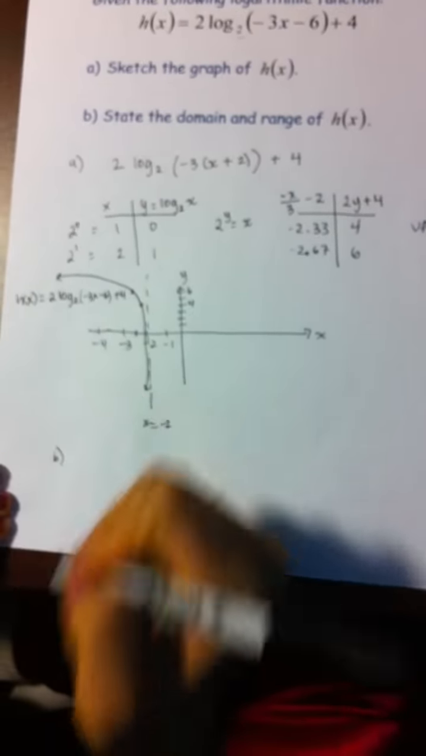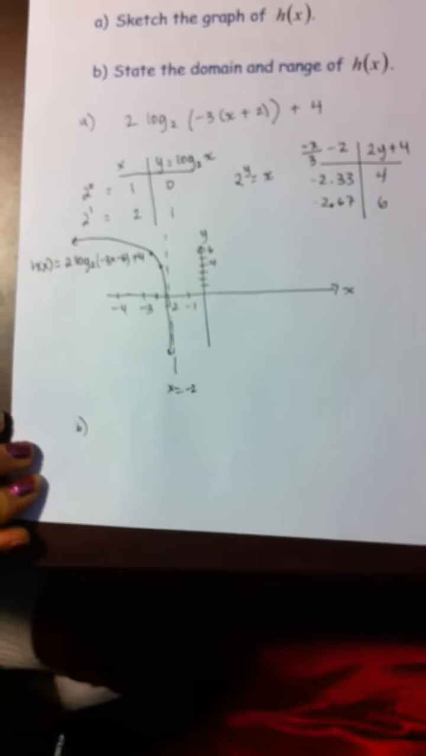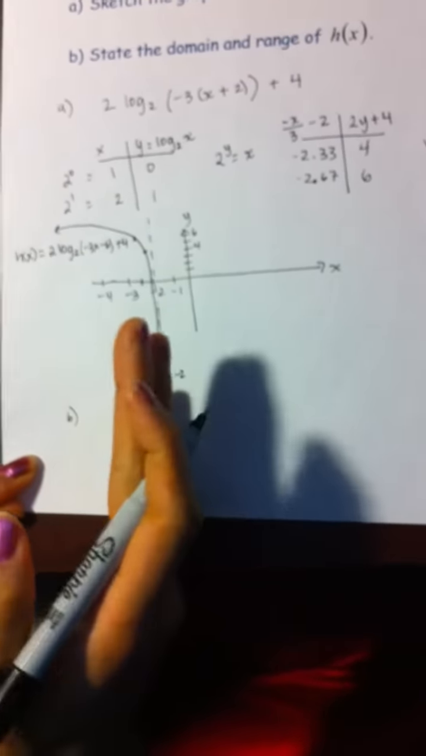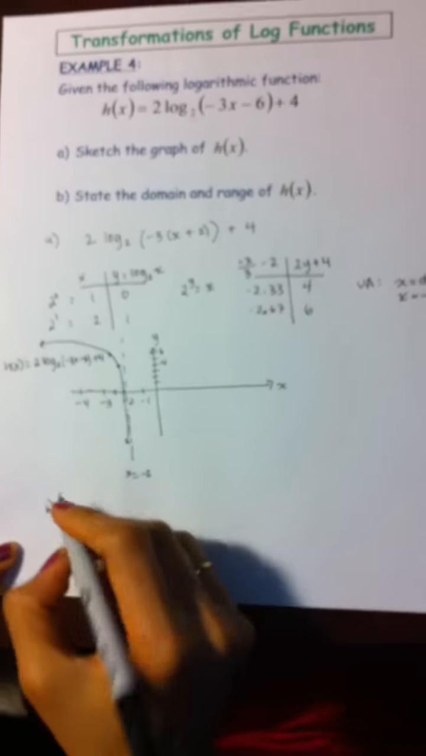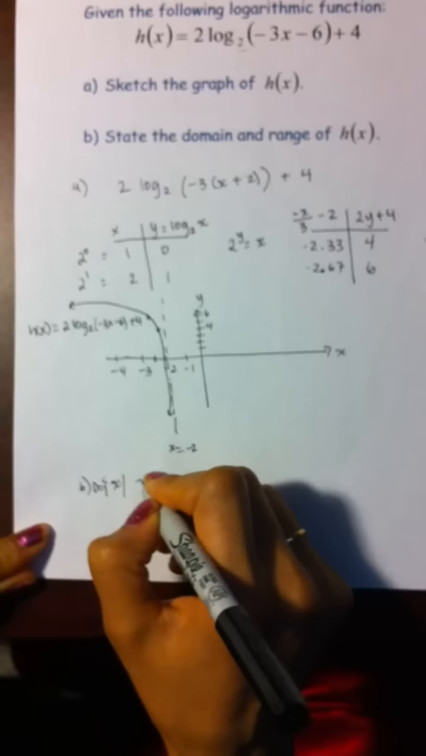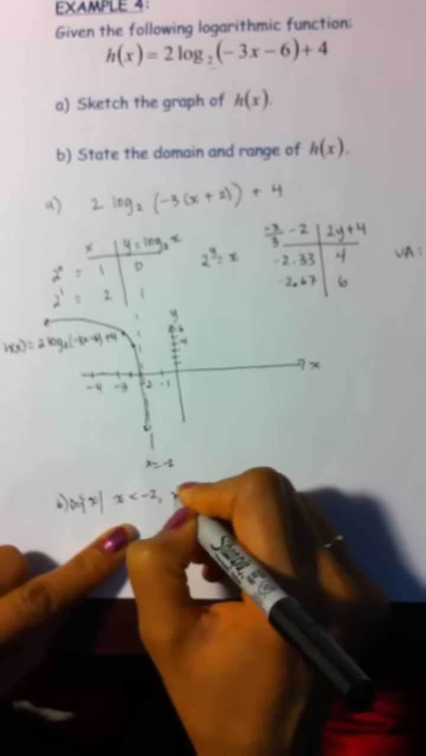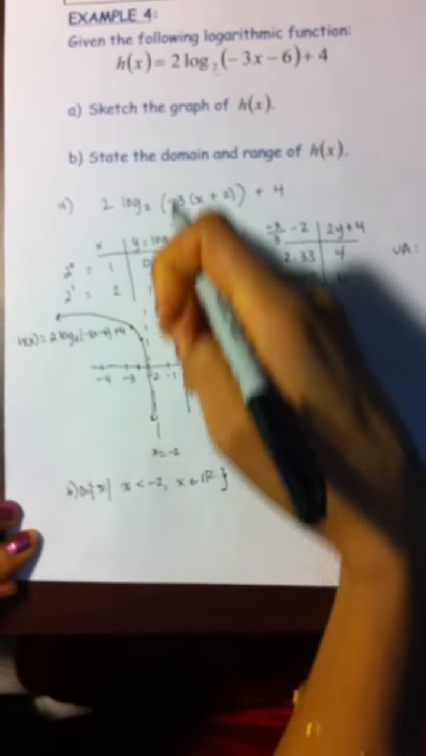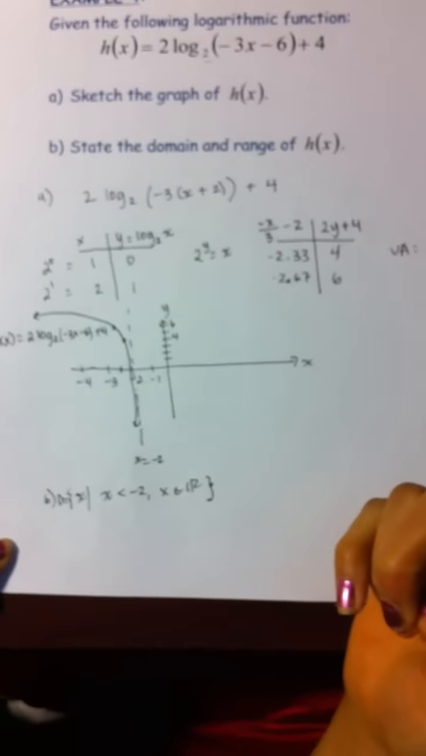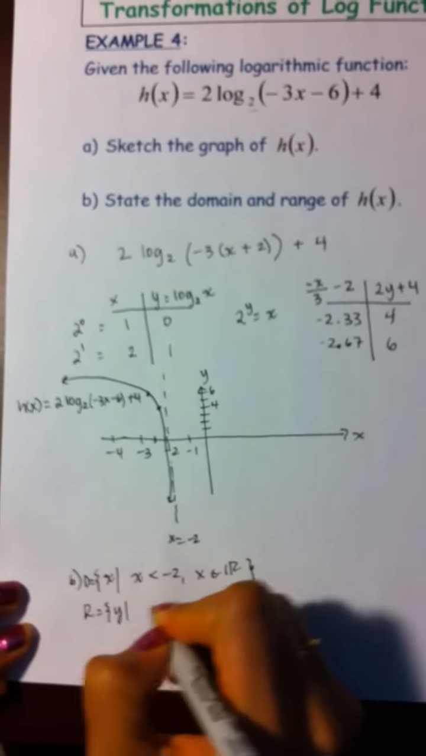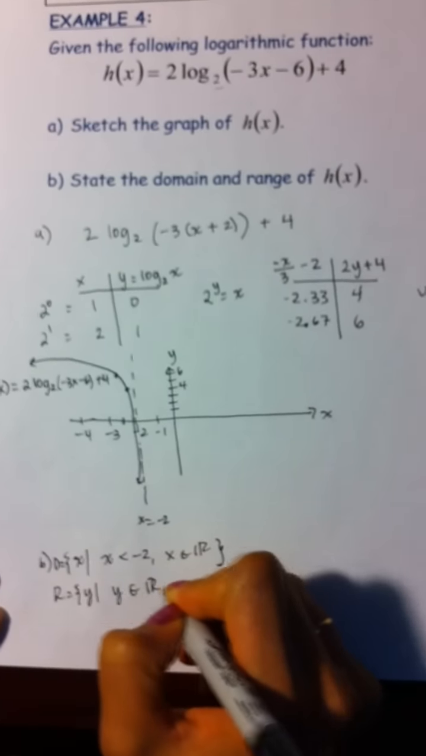And for part B, I'm just going to write down the domain and range for h of x. So for my domain, I'm going to span my x values here, and I notice that my function approaches negative 2 but never touches it, and it's always going to be less than negative 2. So my domain, D equals x such that x is less than negative 2, and x is an element of all real numbers. And my y values, I have all of my y values spanned here, so there's absolutely no restrictions. So my range is going to be y such that y is an element of all real numbers.